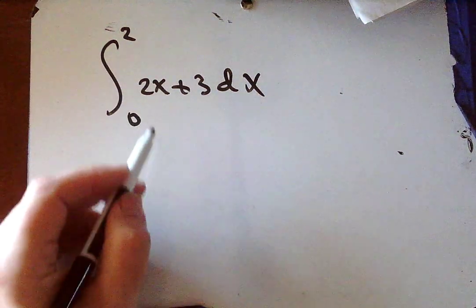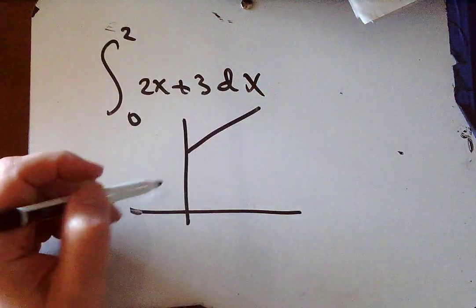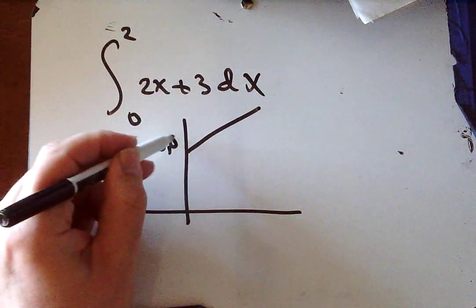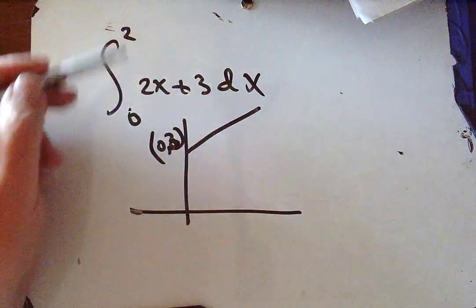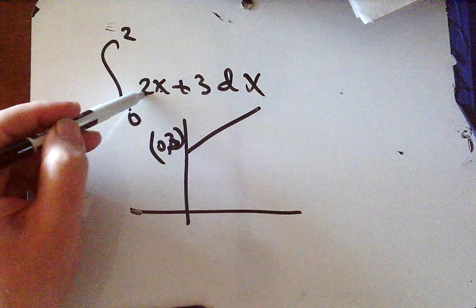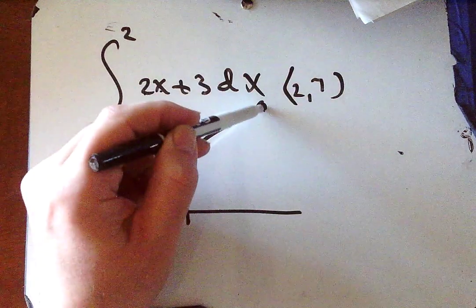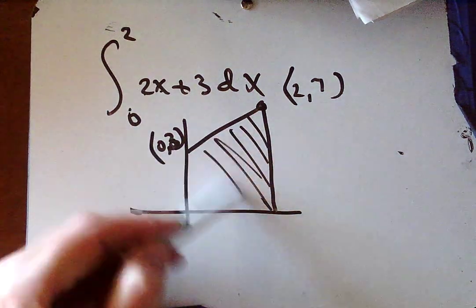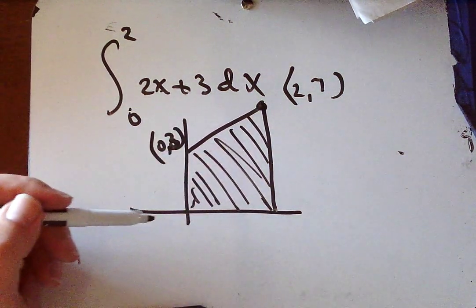All right, so we know the graph of 2x plus 3 is this line. It's got 0, 3 for a y-intercept. I want to go out to 2. 2 times 2 is 4. 4 plus 3 is 7. So this is 2, 7. And I want to find the area between the curve and the x-axis. Well, there's a trapezoid for us.